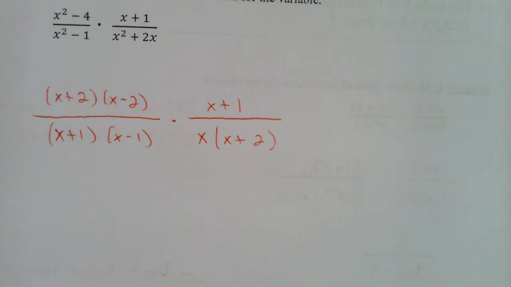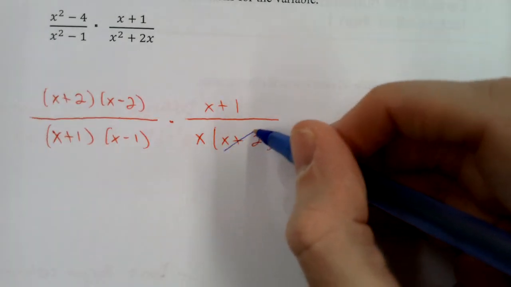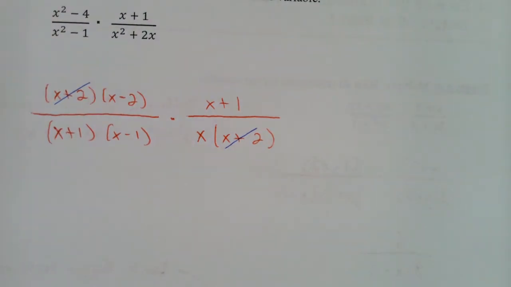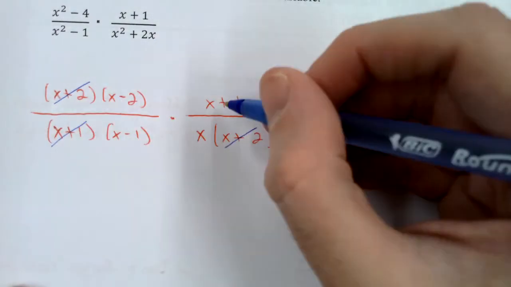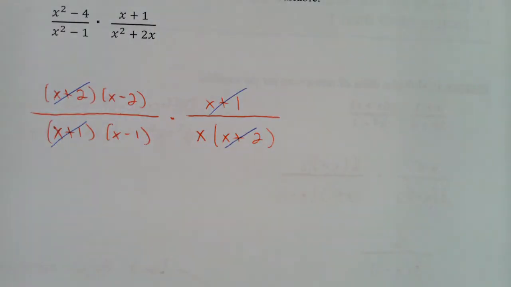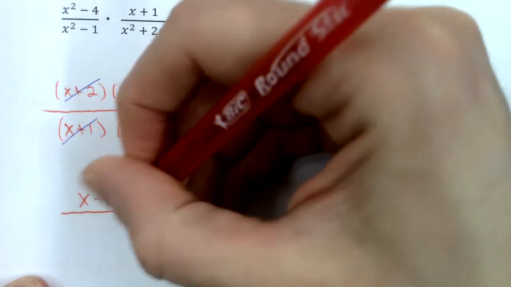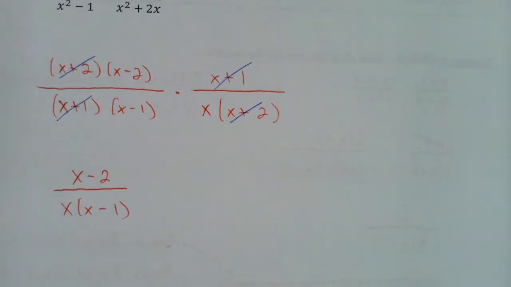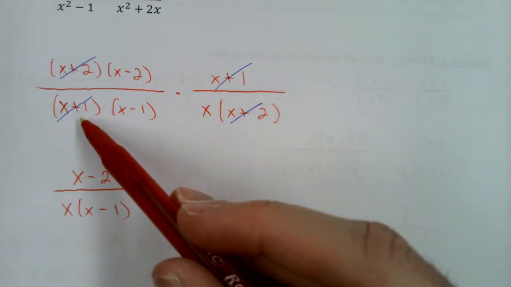Now let's divide out the common factors. So we have this x plus 2, it divides out with that x plus 2. And this x plus 1 divides out with that x plus 1. So what do we have left over? We have x minus 2 over x times x minus 1. You can leave it like that. For our restrictions, x cannot be negative 1.